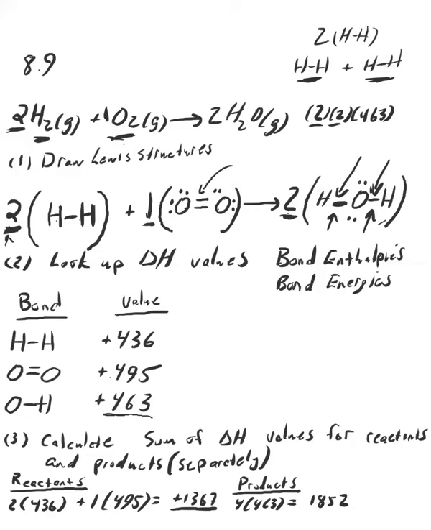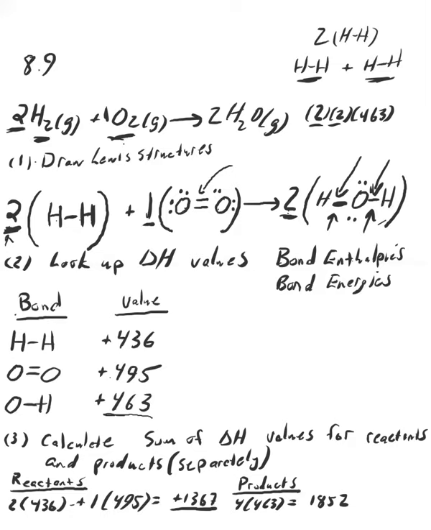Okay. Now that's step 3. So step 1, draw Lewis structures. Step 2, look up the values of the delta H's from your Alex data tab, or wherever you're going to look for it. And then step 3, you add up all the delta H's for the reactants, all the delta H for the products. There's one more step.